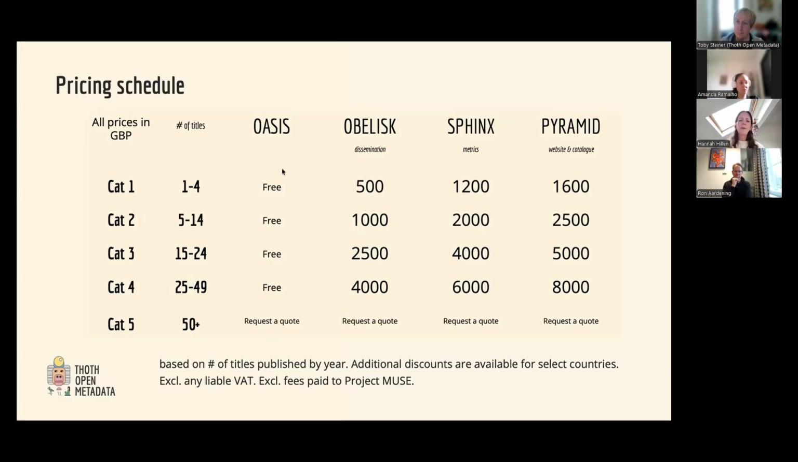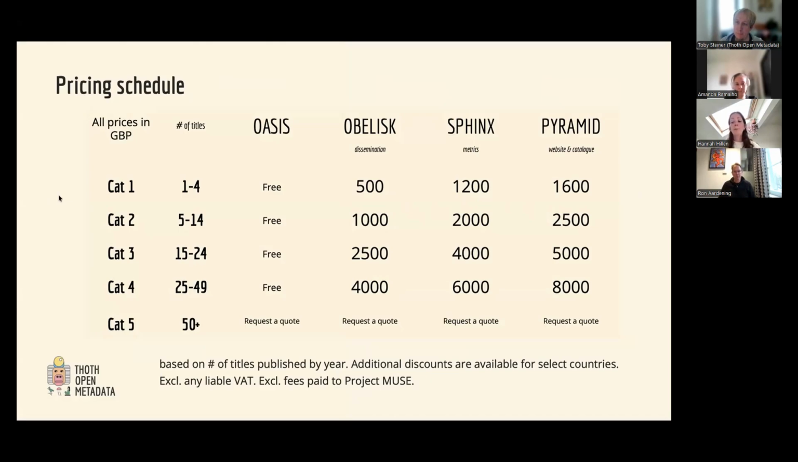Here you can see that the Oasis package is free. That has always been free for publishers to use, and it will remain free indefinitely. That is our core service that we originally created for publishers to have access to, like an open source community piece of software that you can use for free to manage your metadata. The additional packages, Obelisk, Sphinx, and Pyramids, have really transparent prices here.